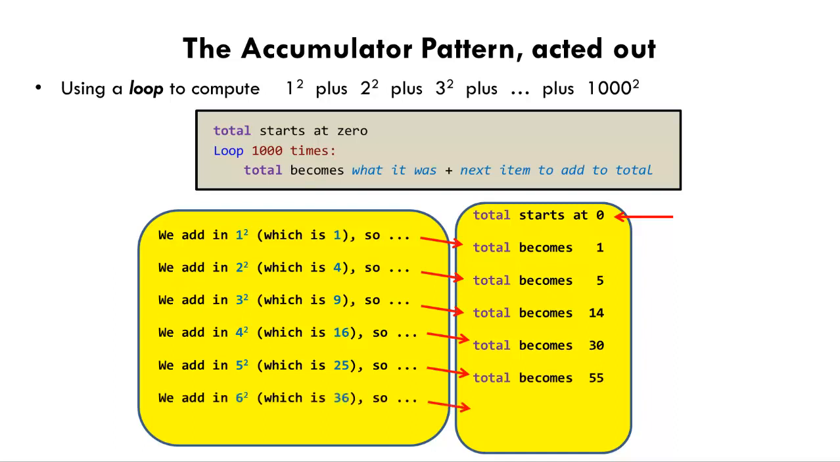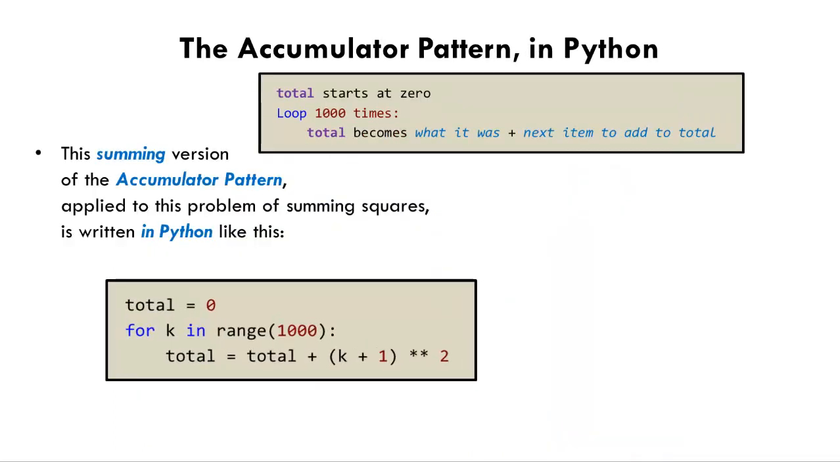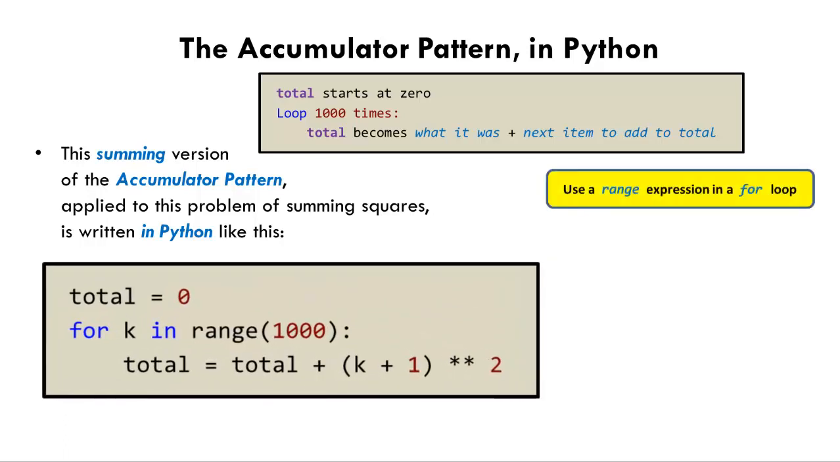Then we add in 6 squared, which is 36, so our total becomes 55 plus 36, which is 91, and so forth, until we add in 1,000 squared. Here is the code in Python. Notice the three key items. First, we used a range expression in a for statement to make the loop run the number of times that the problem required, 1,000 in this case.